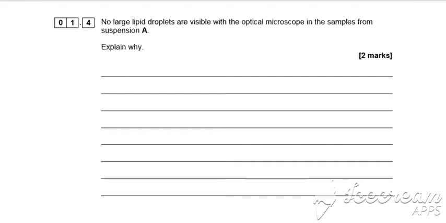Question 1.4. No large lipid droplets are visible with the optical microscope in the samples from suspension A. Explain why.